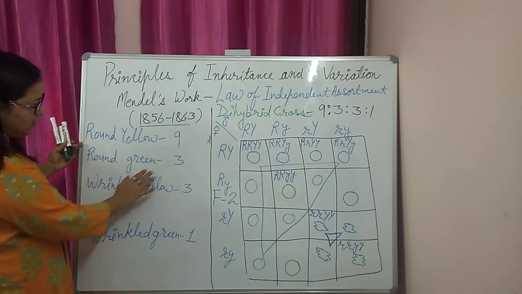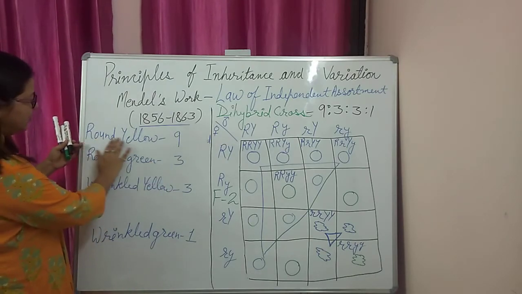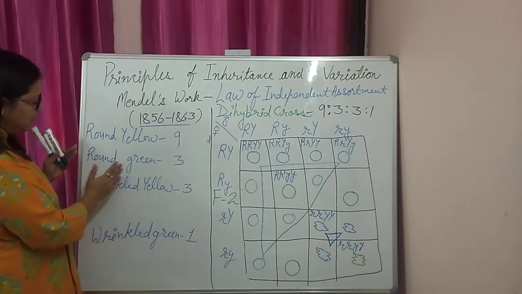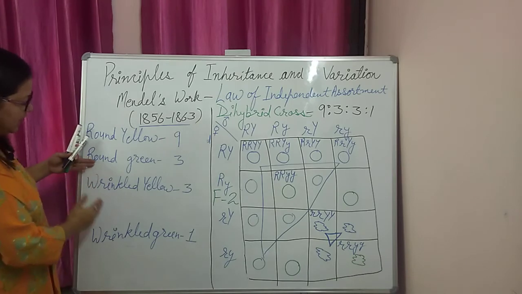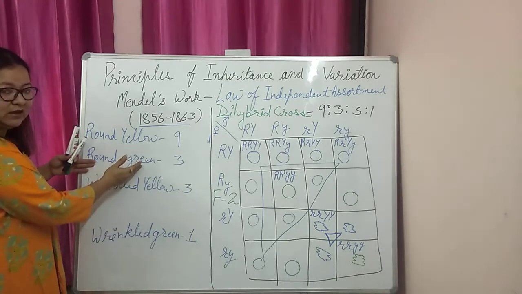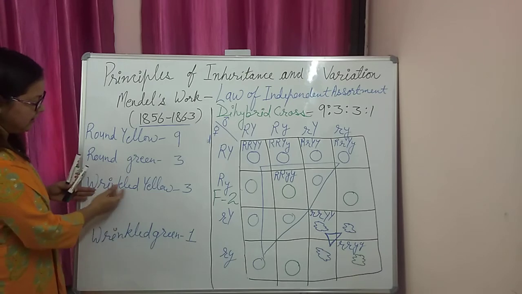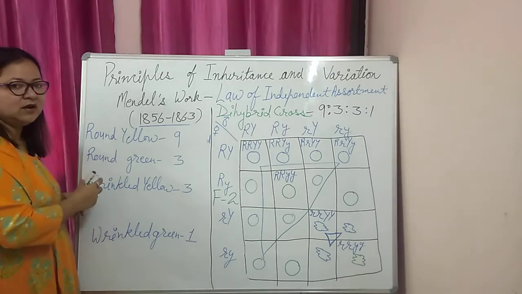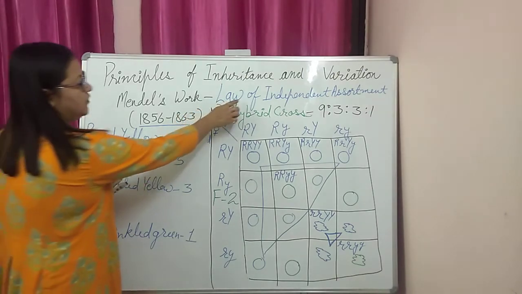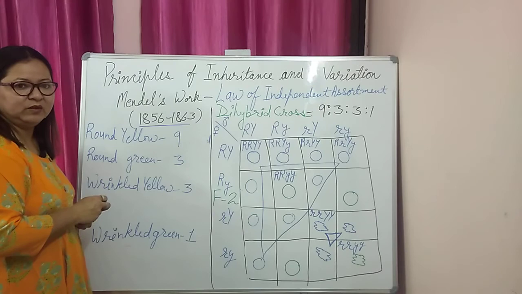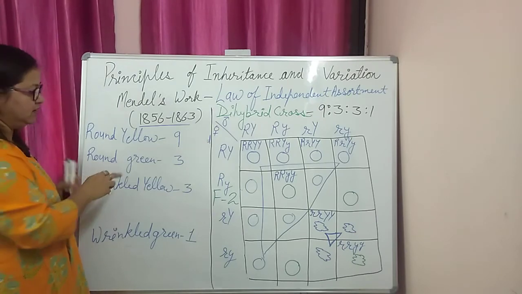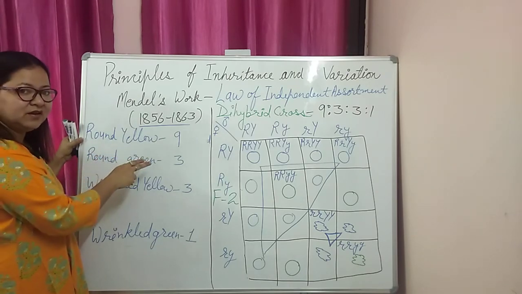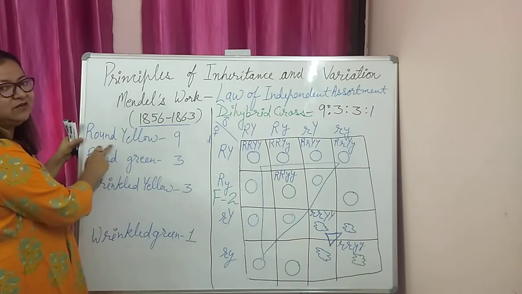So here you can observe that round and yellow, wrinkled and green we started with, but in the F2 we have different combinations. Yellow can be inherited with green and wrinkled can be inherited with yellow. This is given as the third law of inheritance, the law of independent assortment. When there is inheritance of two characters, then their assortment to the next generation is independent of each other.